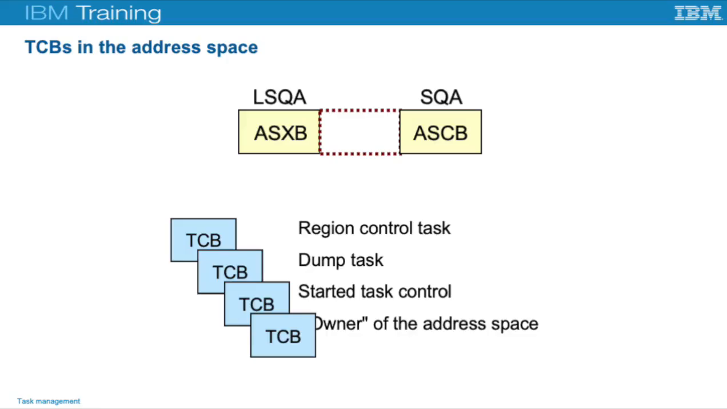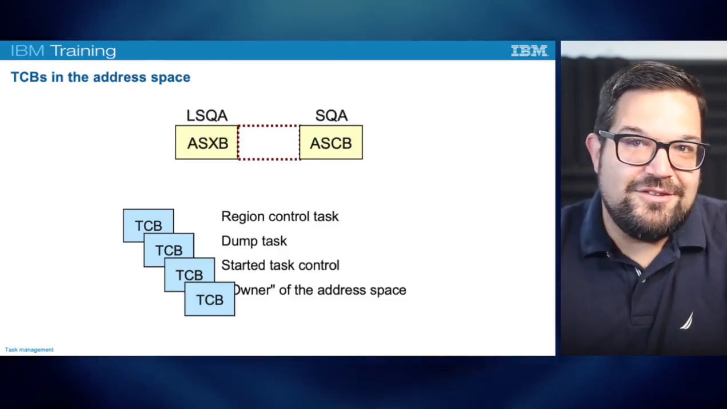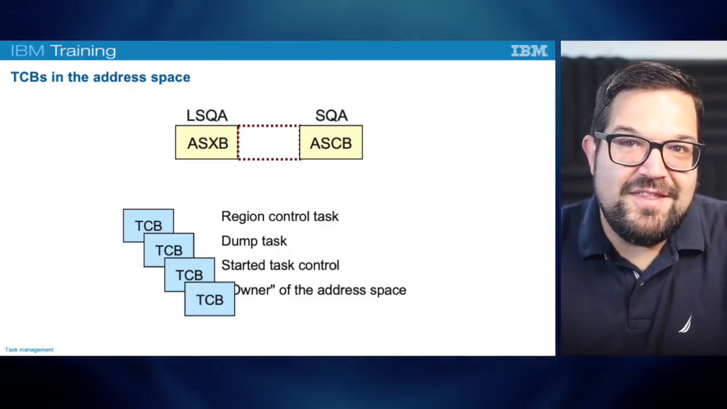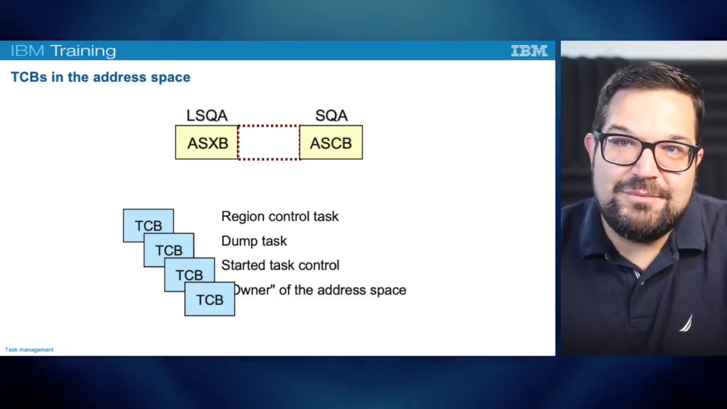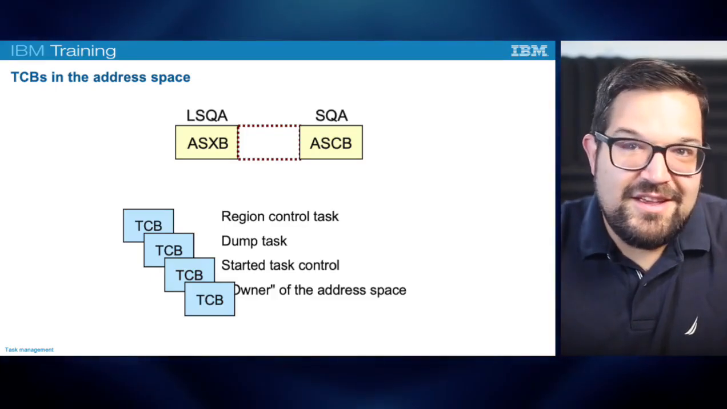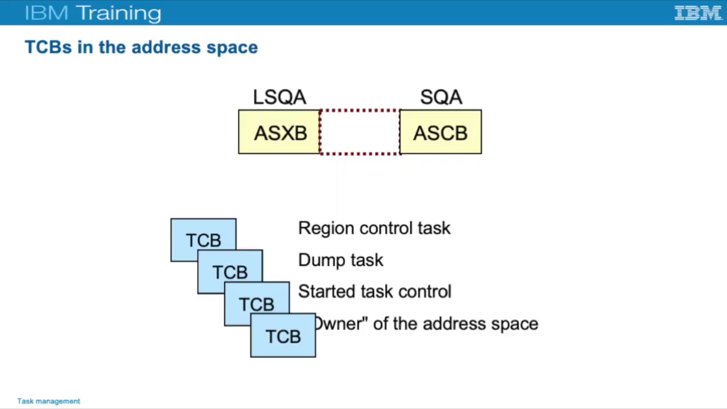There's the region control task, that's the RCT, the dump task, and the started task control, or STC. The RCT prepares the address space for swap out and for work after swap in. The dump task is used for scheduled SVC dumps, and the STC prepares the address space for work for which it was created. The address space extension block, the ASXB, is a logical extension of the ASCB. The ASXB is swappable in LSQA, that's the local system queue area, where the ASCB is not.